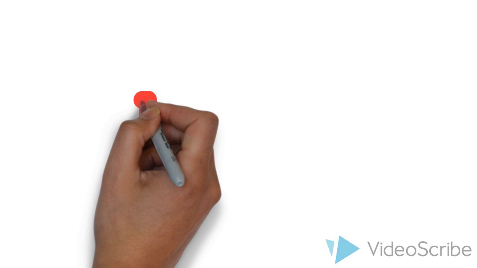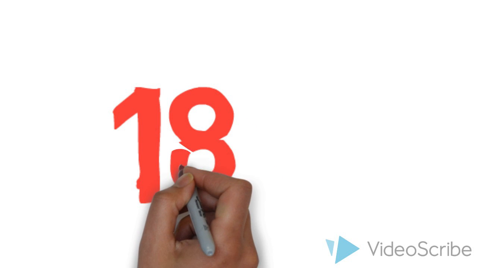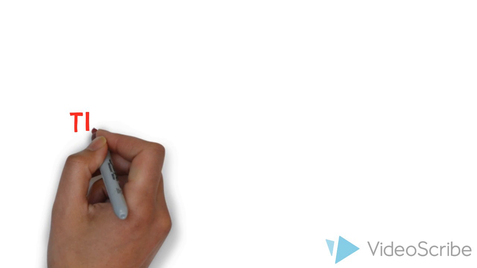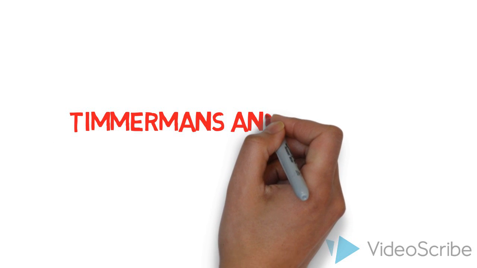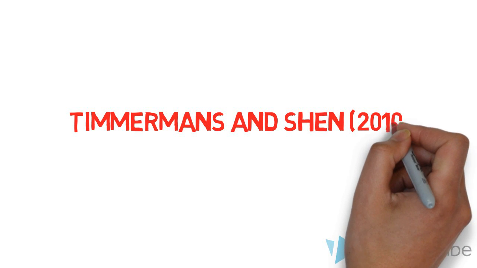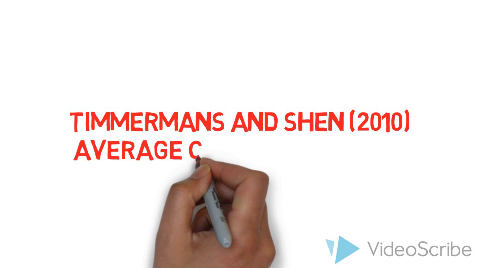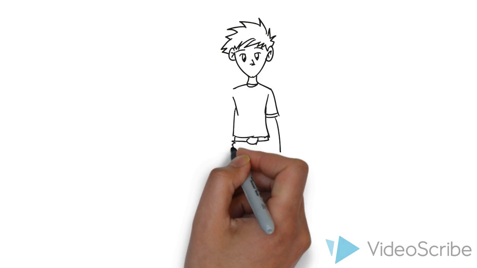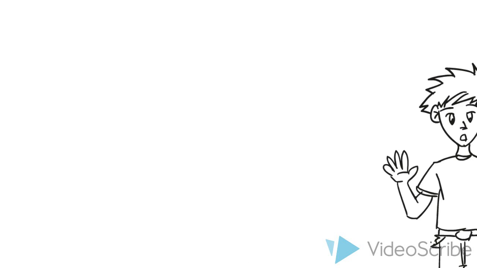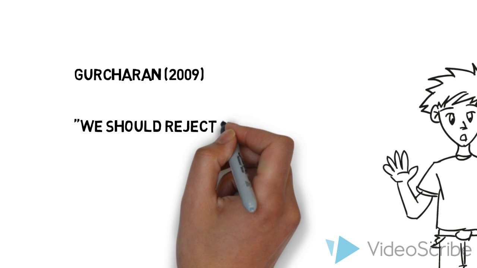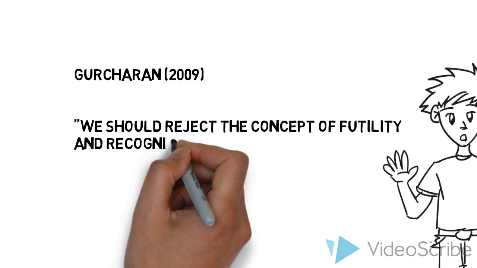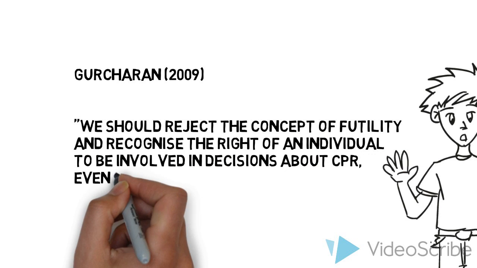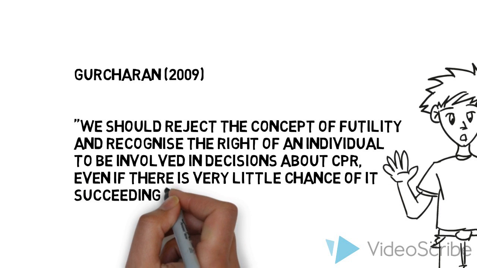Despite the low in-hospital resuscitation survival rate to discharge of 18%, CPR is still a common procedure. Timmermans and Sheen in 2010 concluded that the average cost of unsuccessful CPR attempts in emergency department was $4,150 per patient. This argument in cost and futility is controversial, with Kirrily in 2009 contending that we should reject the concept of futility and recognize the right of an individual to be involved in decisions about CPR, even when there is very little chance of it succeeding.